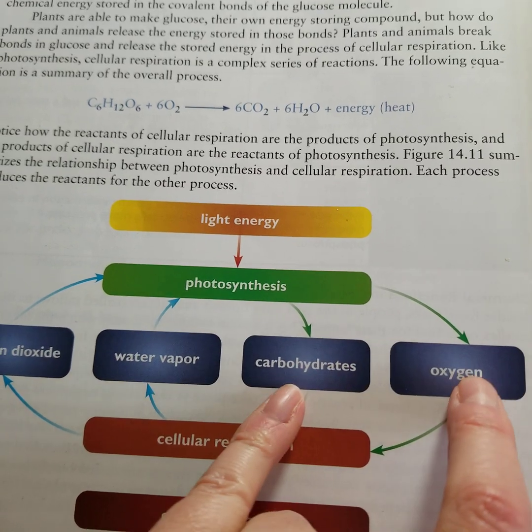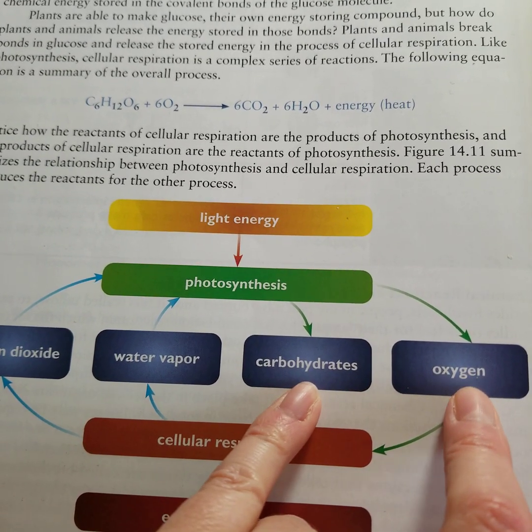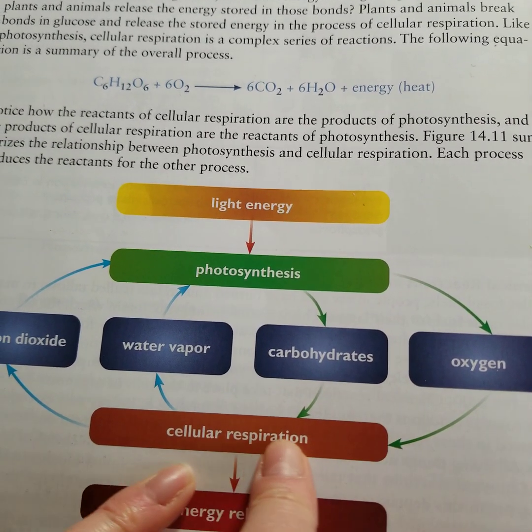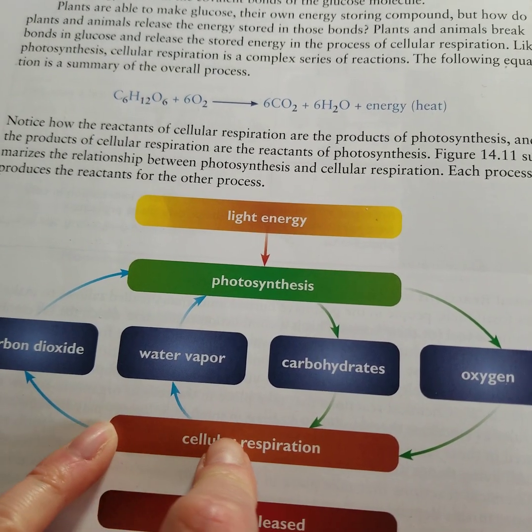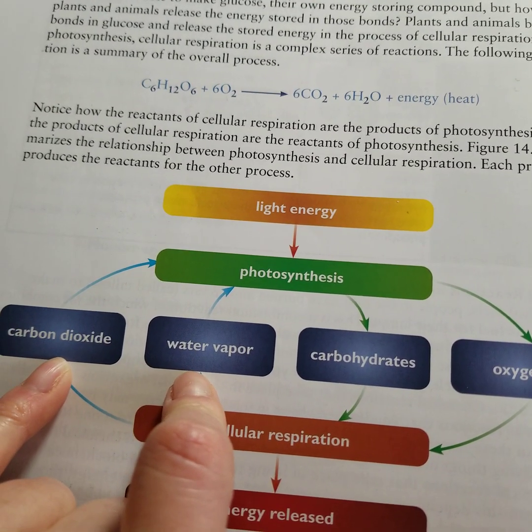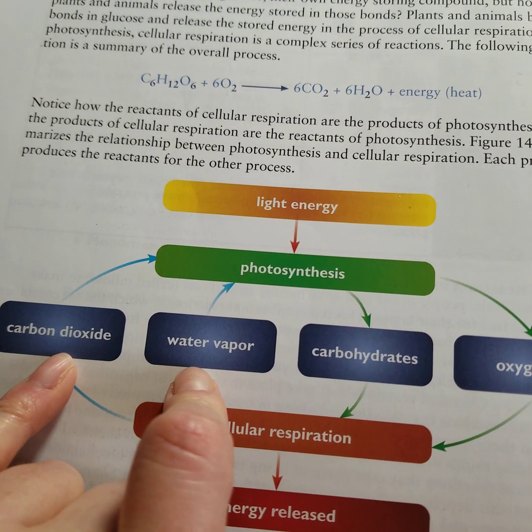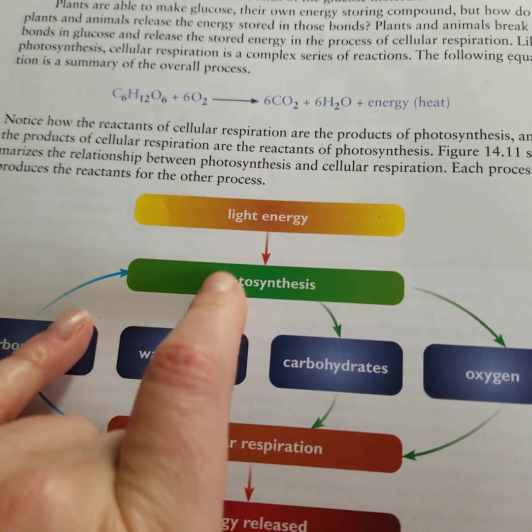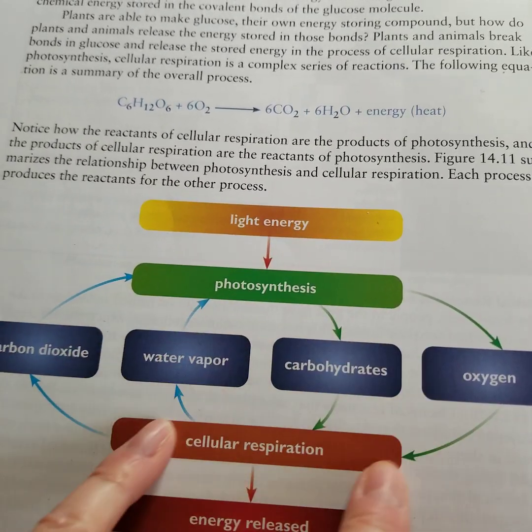And then these two are the reactants, or the starting place for cellular respiration. And out from there come the products of carbon dioxide and water vapor. All right? So, the circle of plant life.